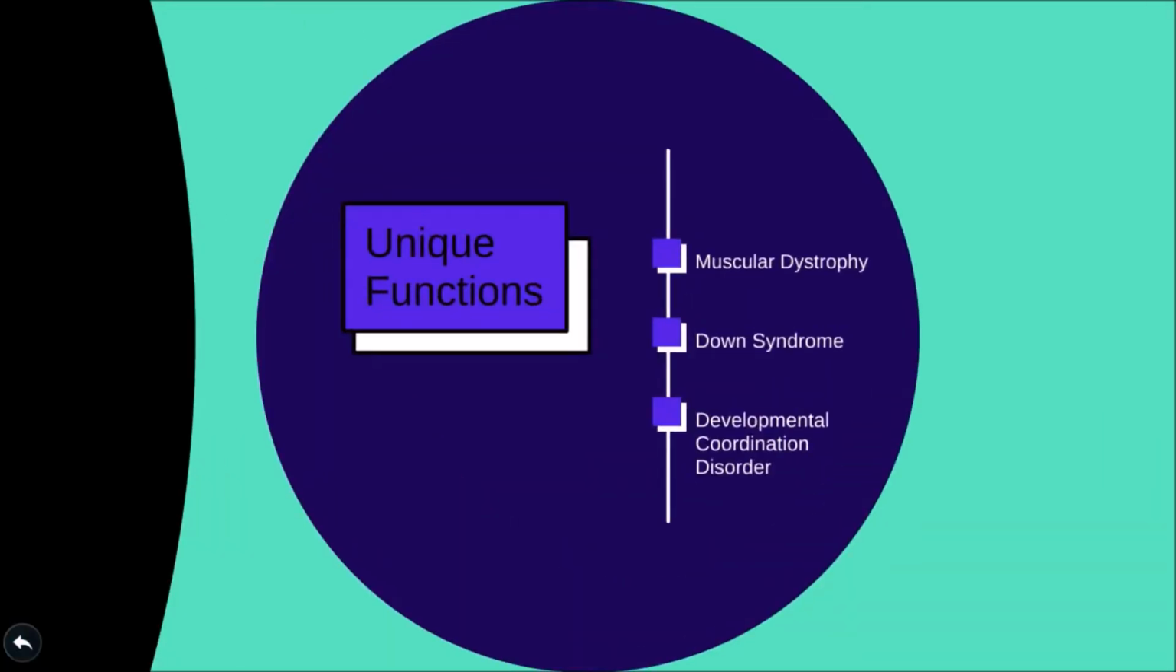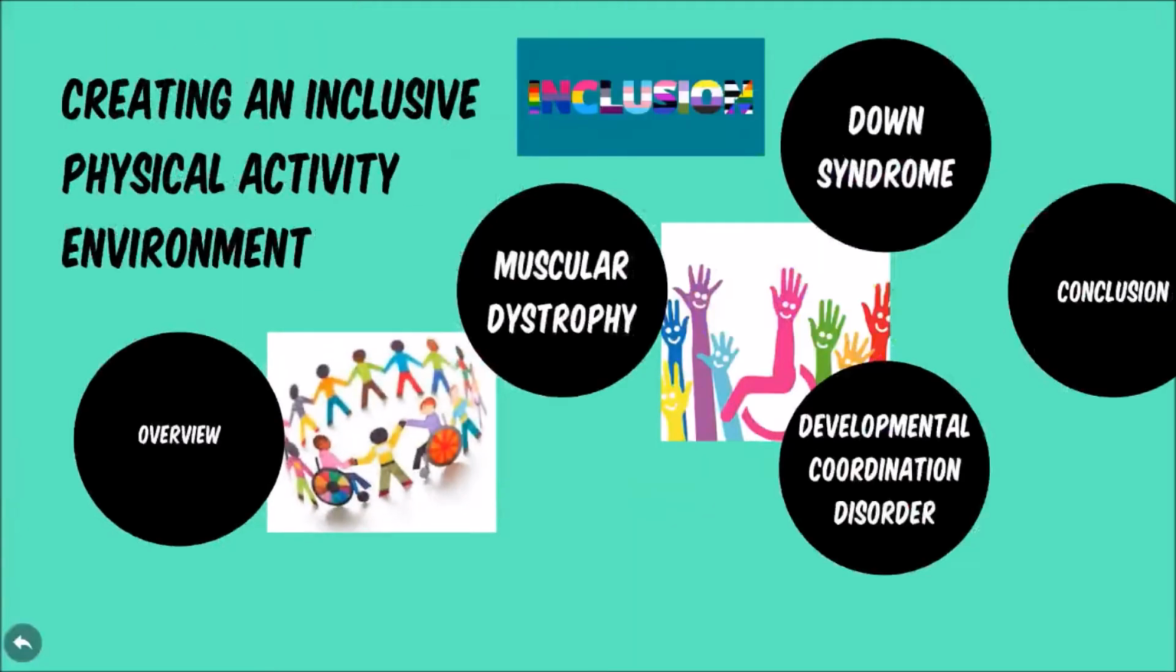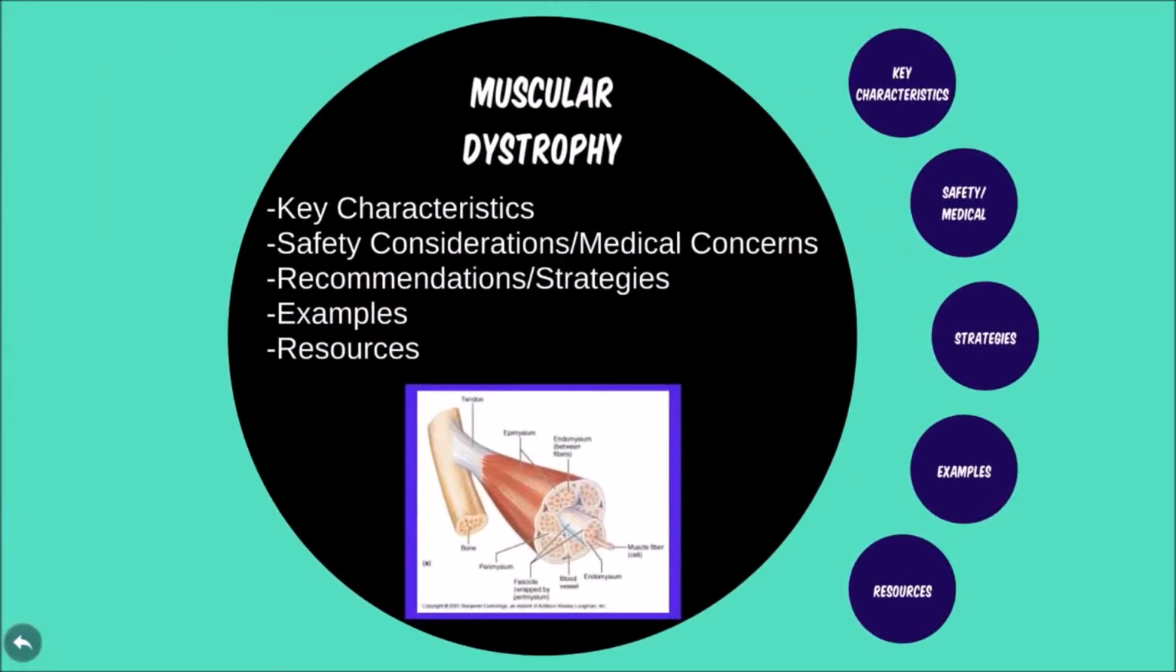The three unique functions I will be going over today are muscular dystrophy, Down syndrome, and developmental coordination disorder. I'll be going over the key characteristics of muscular dystrophy, providing some safety considerations and medical concerns, some recommendations and strategies, as well as examples and resources.